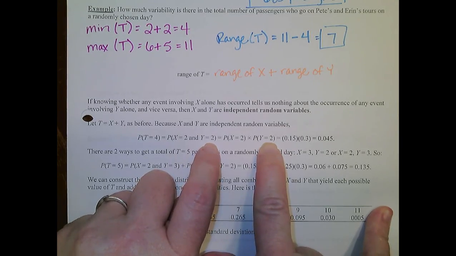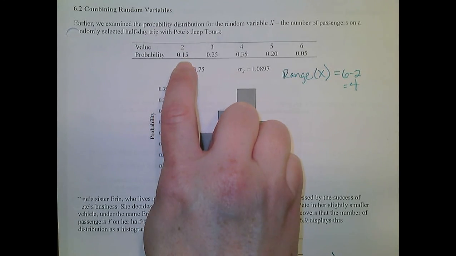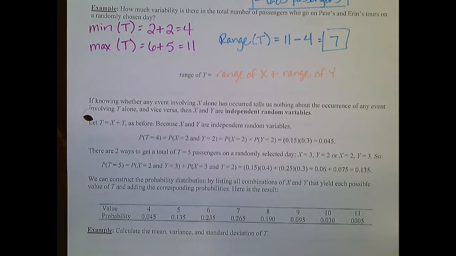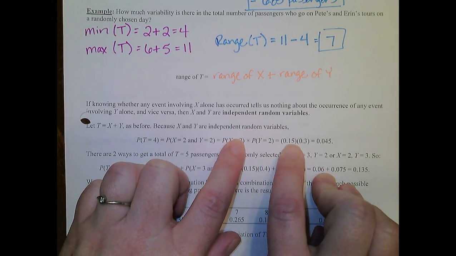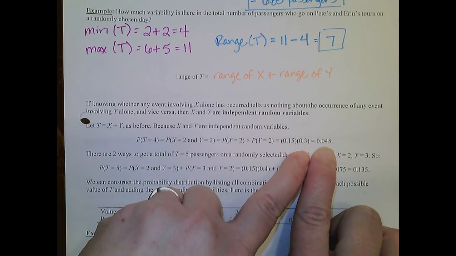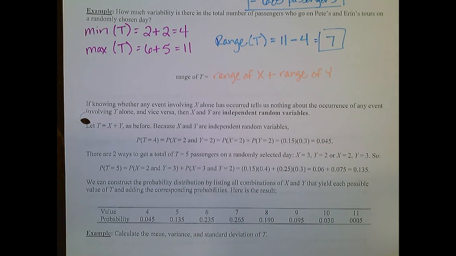And from our probability distributions on the previous page, we know the probability of Pete having exactly 2 passengers is 0.15. The probability of Aaron having exactly 2 passengers is 0.3. So the probability of x being 2 is 0.15 times the probability of y being 2 is 0.3, gives us a probability of 0.045. In other words, the probability of them having exactly 4 passengers would be 0.045. We could extend this for each one.